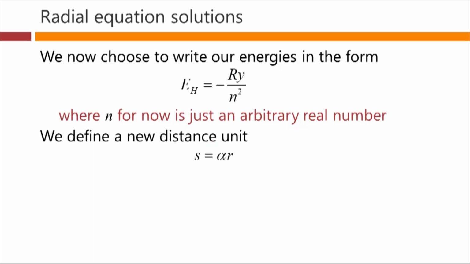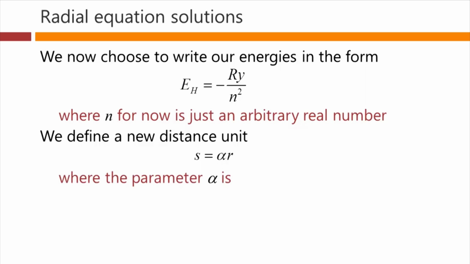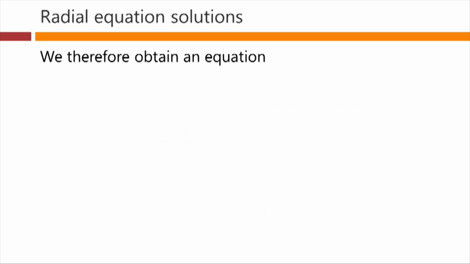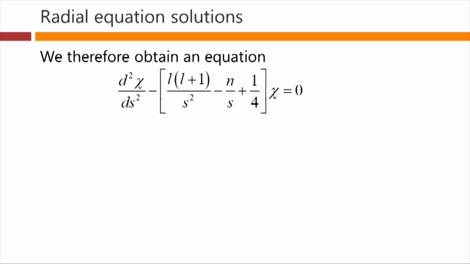We'll define a new distance unit for the purposes of our algebra for the moment. A distance unit s is equal to alpha times r, where this alpha parameter is given by this formula here. And again, because E_H is going to be a negative number, we think it's all right to have this minus sign in here. This alpha should still be a real number. So this is just for algebraic convenience. Therefore, with those slight changes, we get this equation. This is exactly the same equation as we had before, but because of our minor changes of units, it looks a little simpler.